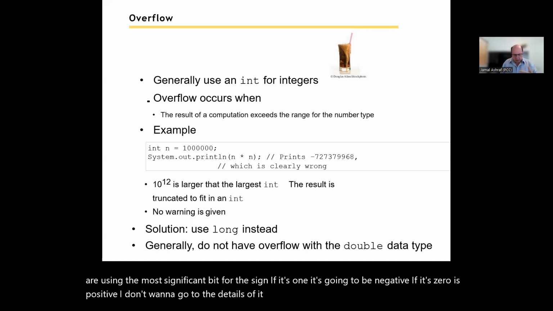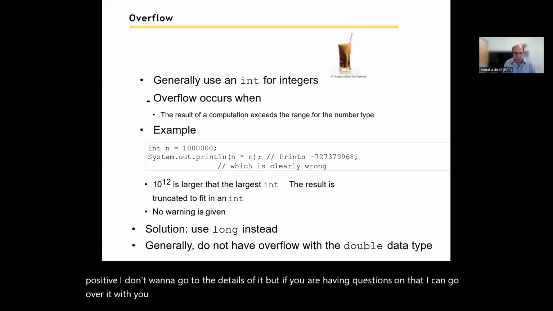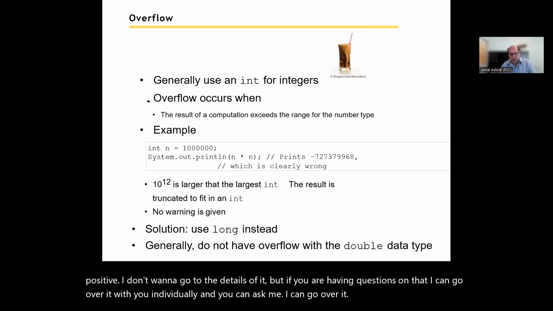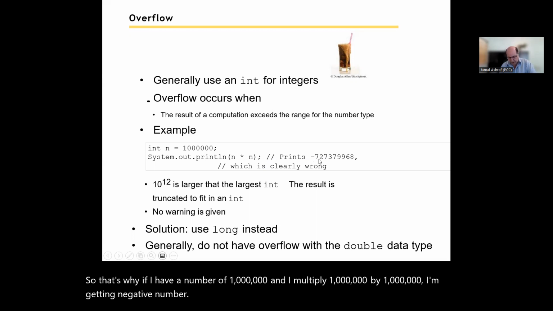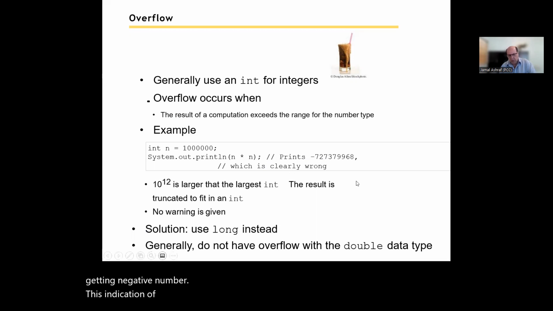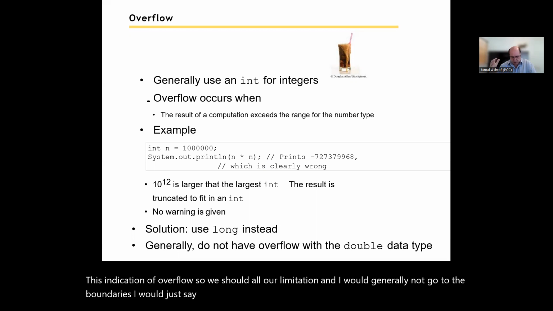But if you are having questions on that, I can go over it with you individually. You can ask me, I can go over it. So that's why if I have a number of 1 million and I multiply 1 million by 1 million, I'm getting a negative number. This is an indication of overflow. So we should all know our limitations, and I would generally not go to the boundaries. I would just say, you know what, if my numbers are getting much longer or bigger, then I have to start looking. And then you know that in your environment.